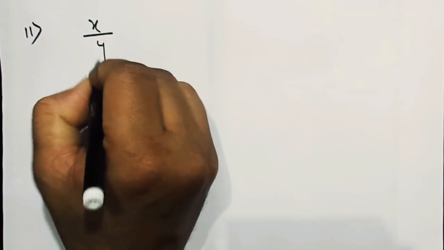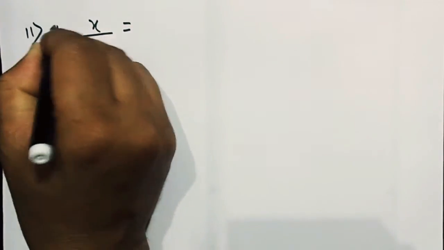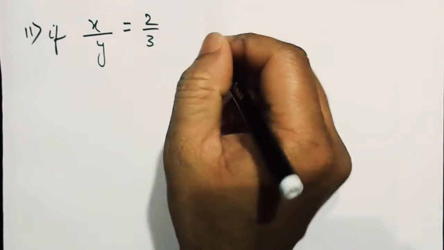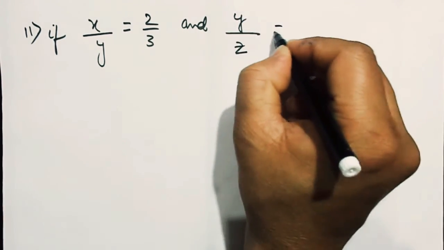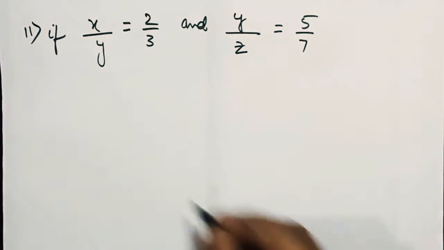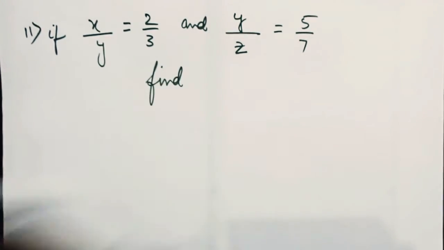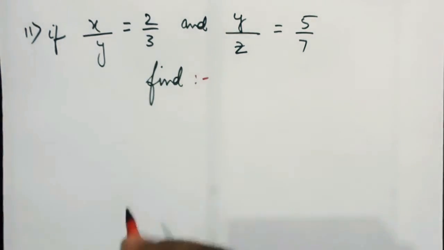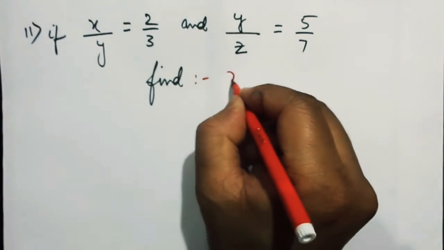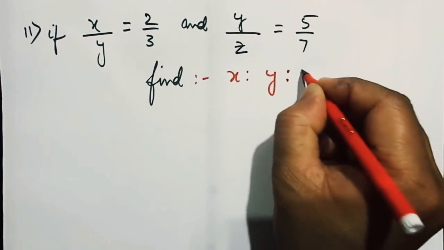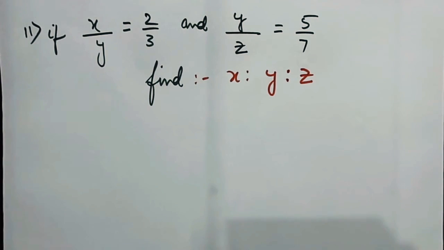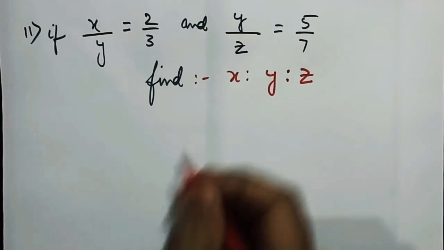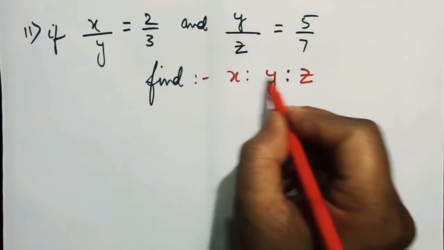They have given you number 2: if x by y is equal to 2 by 3 and y by z is equal to 5 by 7, find, what? Find x is to y is to z. That means the ratio of x, y and z.